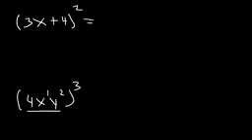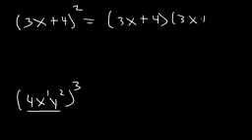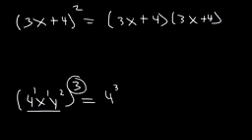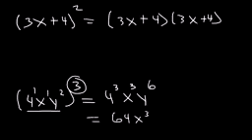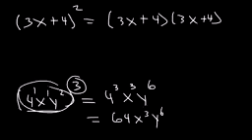So when you're dealing with 3x plus 4 squared or something similar to it, you need to write it twice and FOIL. In this example, you don't need to FOIL. You can distribute the 3 to every exponent. So it's 4 cubed, x cubed, y to the 6, which is 64, x to the third, y to the 6. So you don't need to FOIL if there's no positive or negative sign that separates terms.